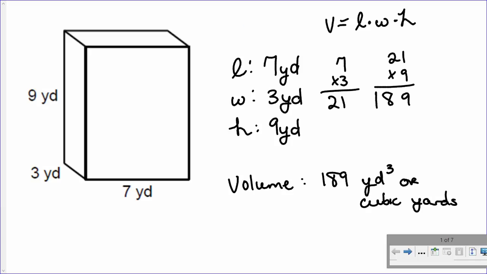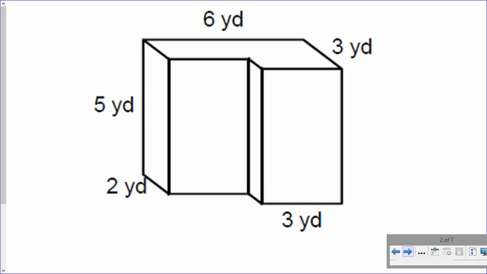Alrighty, so now let's jump into finding the volume of a compound solid. The first thing you notice when you look at this is the fact that it actually looks like two rectangular prisms that are combined. So that's how we're going to visualize it, and we're actually going to separate it into two rectangular prisms, and we're going to find the volume of both.